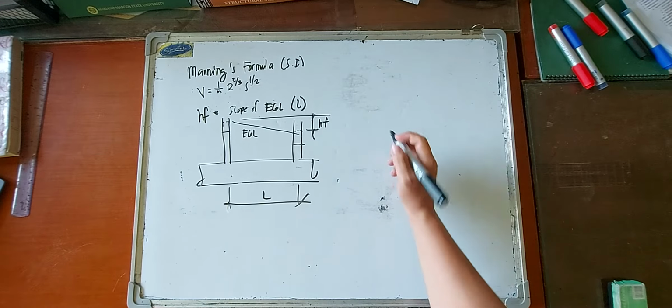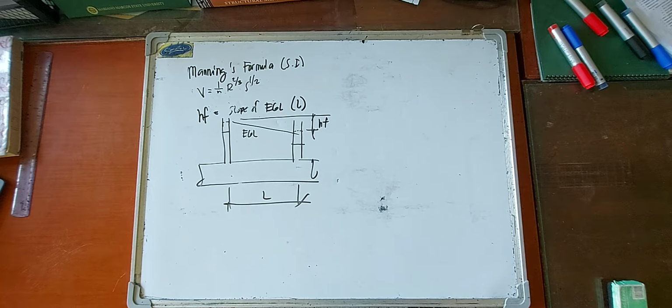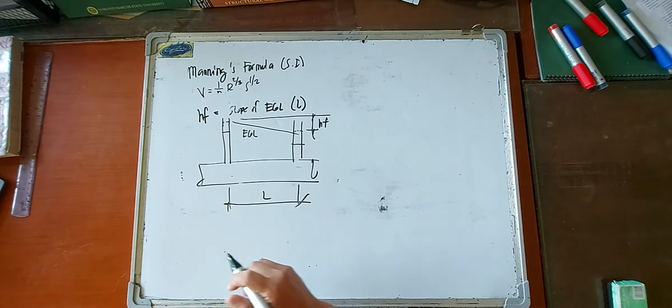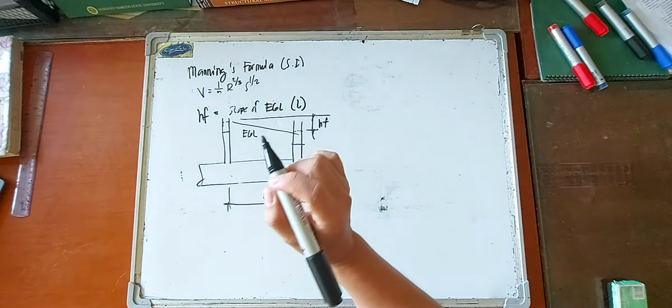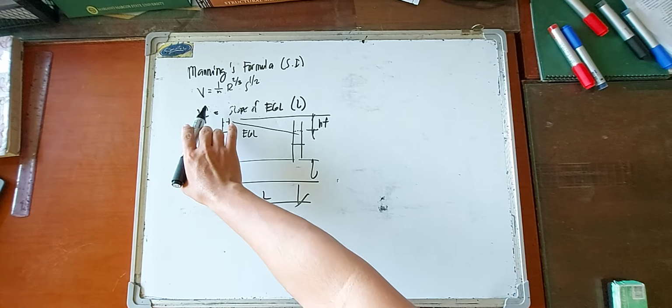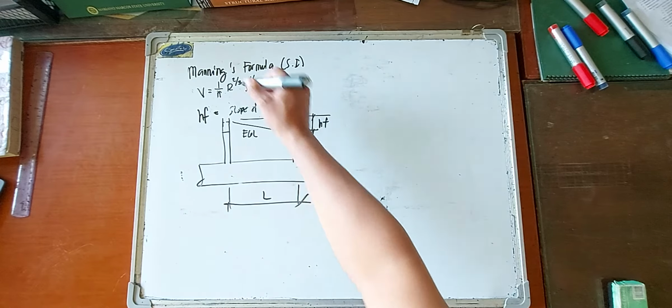Okay, next is the Manning's formula. So usually, ang ginagamit natin for pipes ay yung Darcy-Weisbach, and the third formula, which is the, ano yung third formula? Hazen-Williams. So usually Manning's, although it can be used for pipes also, normally Manning's is used for open channels. So Manning's formula, we compute for the velocity using this formula.